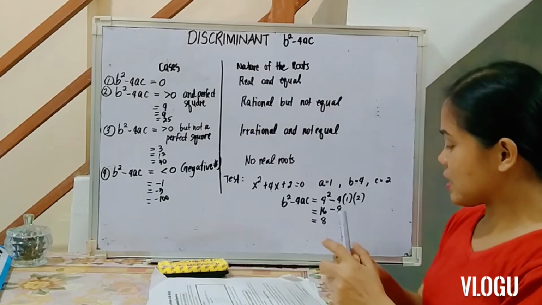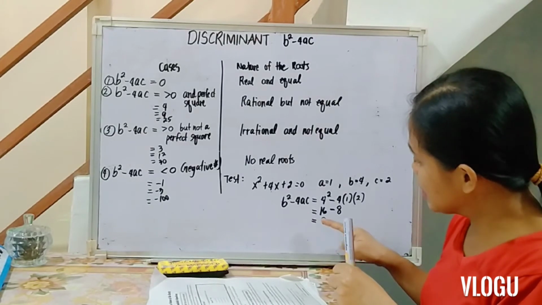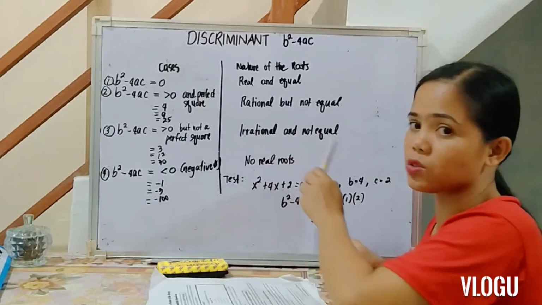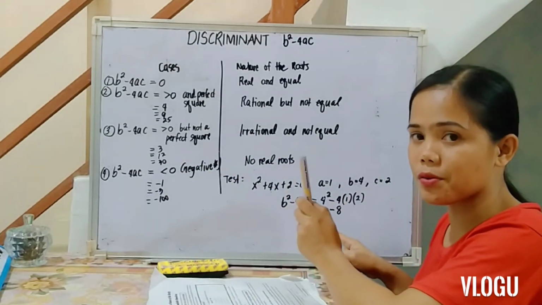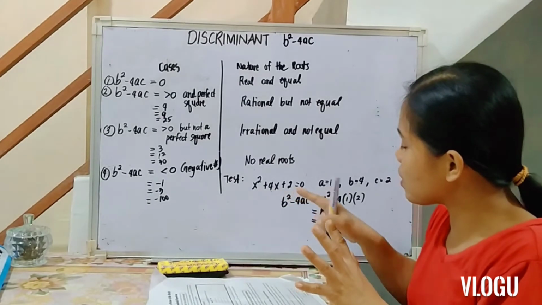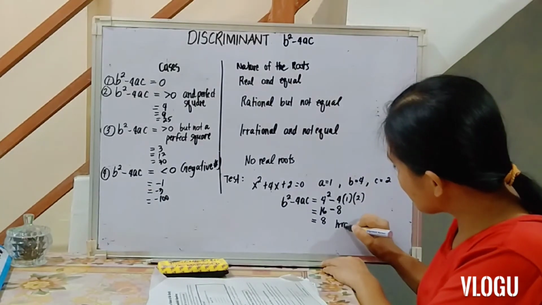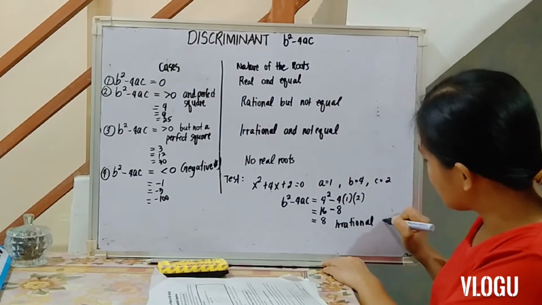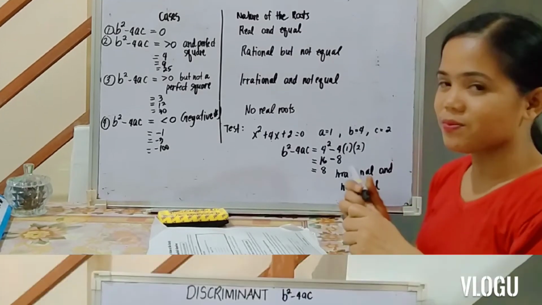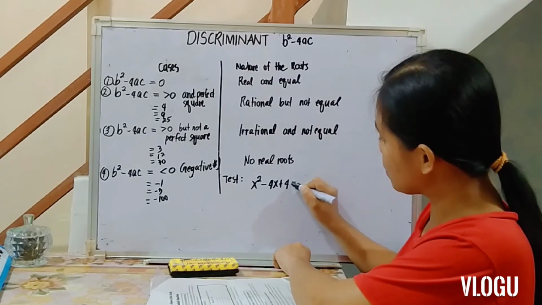So which case is this? This falls under case number 3. Why? Because 8 is a positive number, so it's greater than 0, but 8 is not a perfect square. So with that, we can tell that the roots of the quadratic equation x squared plus 4x plus 2 equals 0 are irrational and not equal.